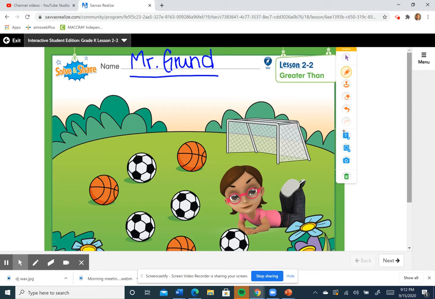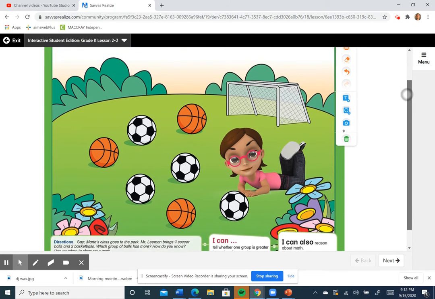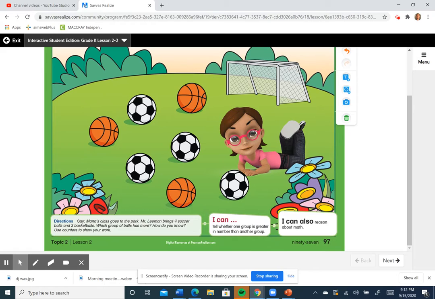Okay. And today we are going to be learning about greater than. So, when I say greater than, it means more. Okay. So, when there's more of something, it's greater. So, we have our friend Martha here, and she went to the park and she brought 3 basketballs and 4 soccer balls. Which one is greater?